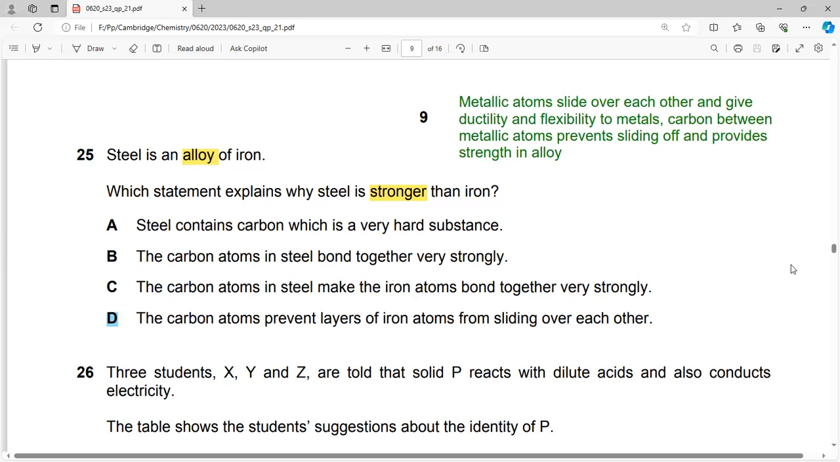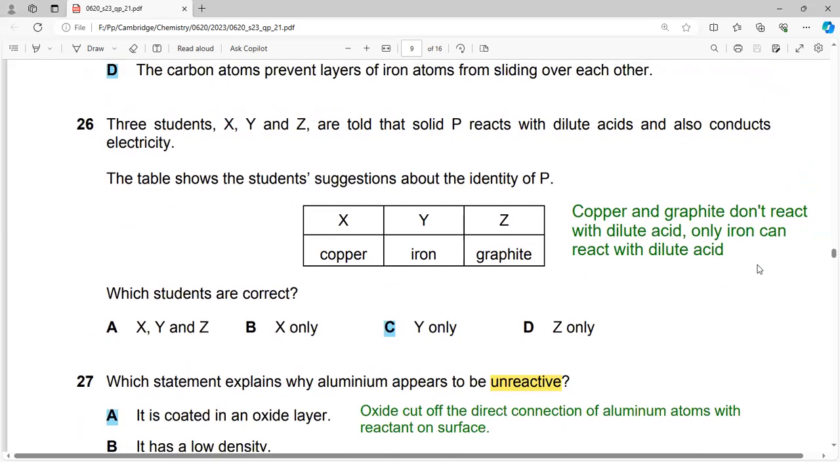So what is the actual role? The carbon atoms prevent the layers of iron atoms from sliding over each other under pressure. So that's why it is giving the extra strength to the iron, and that converts it into steel. So D is our correct option here. We're going to move to question number 26.